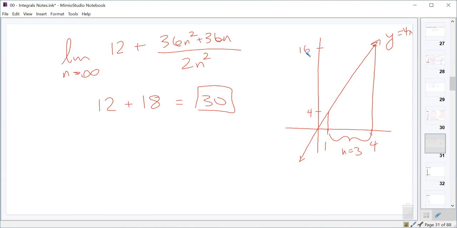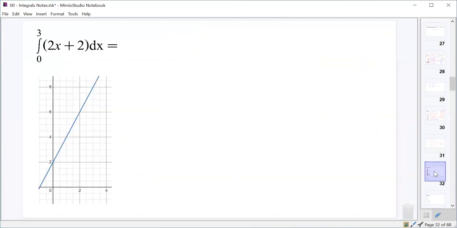And so we could have just done base 1 plus base 2 divided by 2 times the height of 3, which would have, again, also given us 30. And so there's often a good geometric way to solve some of these fairly basic integrals. So here we've got an integral from 0 to 3 of 2x plus 2 dx, which I've got graphed here.